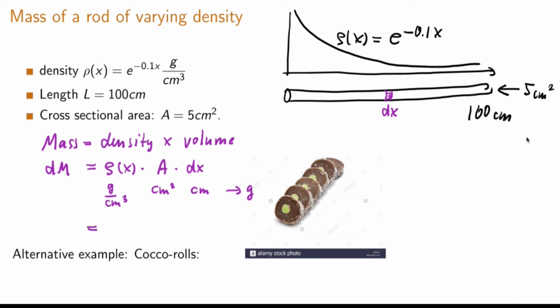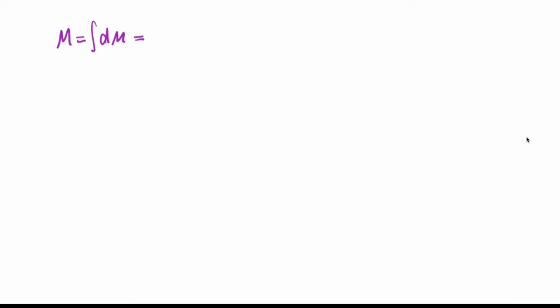Let's put in the numbers. So then rho was e to the minus 0.1x. The area was 5 centimeters squared, and the dx remains. This will be the dx. So then the small volume slice indicated there has this mass. And then the total mass would be just the integration over all these little mass bits dm. And now I make it into a definite integral because I know I integrate from 0 to 100, the total length of my rod, and then 5 e to the minus 0.1x dx.